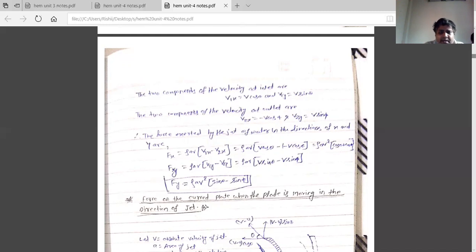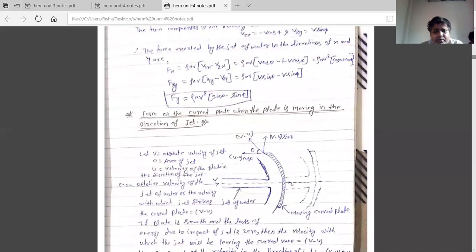The force exerted by the jet of water in the direction of x and y: Fx is equal to rho a v into v1x minus v2x. That means rho a v into v cos theta minus minus v cos phi, that means rho a v square bracket cos theta plus cos phi. And Fy is equal to rho a v into v1y minus v2y, and finally rho a v into v sin theta minus v sin phi. That means Fy is equal to rho a v square into sin theta minus sin phi.